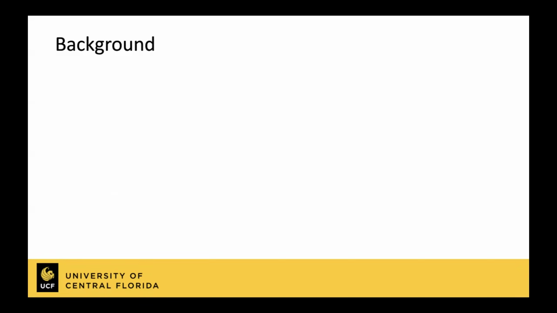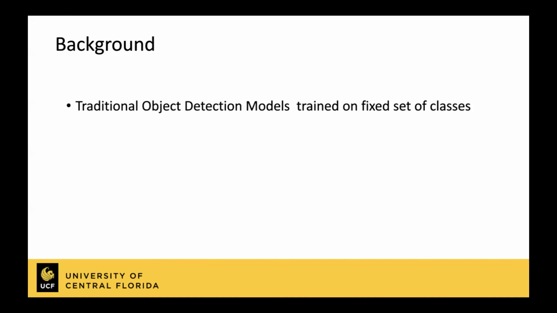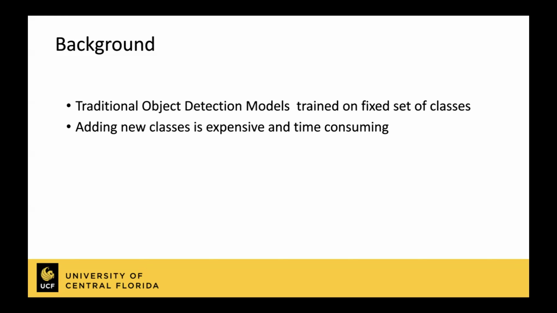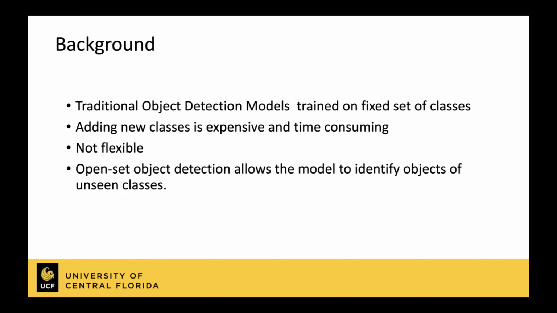So some background before we dive deeper into the model is that, from previous papers, traditional object detection models are trained on a fixed set of classes, which can lead to certain limitations for unseen data. Trying to add new classes can be expensive and time-consuming, which can lead to models not being flexible. Therefore, Grounding DINO focuses on open-set object detection, which allows the model to identify objects of unseen classes. Next, I'm going to show you an example and explanation of what closed and open set detection is.